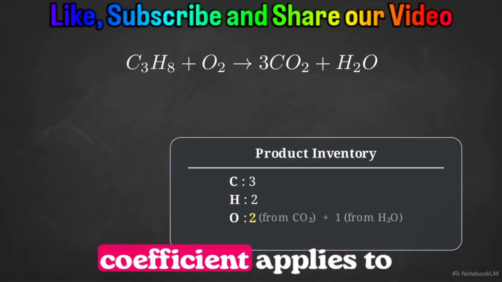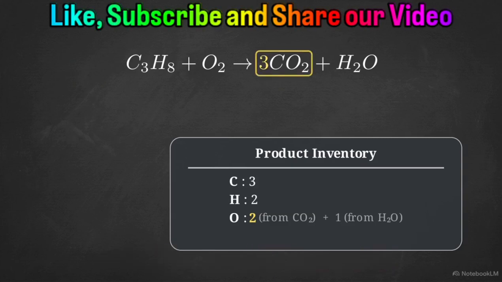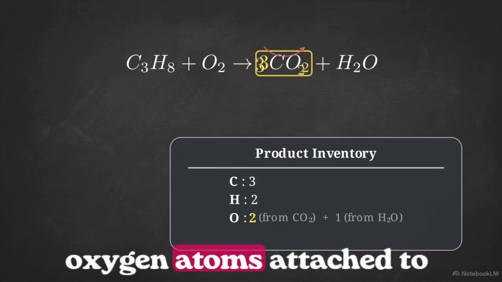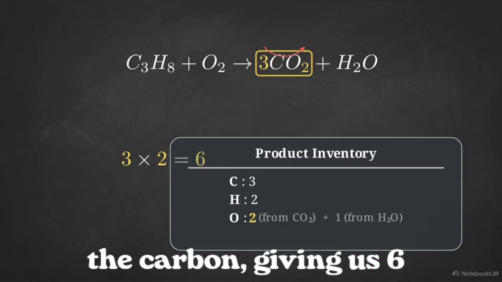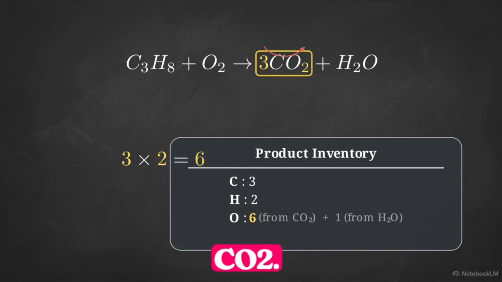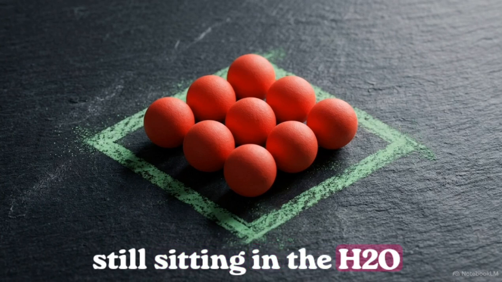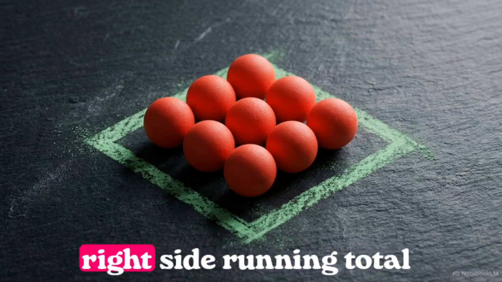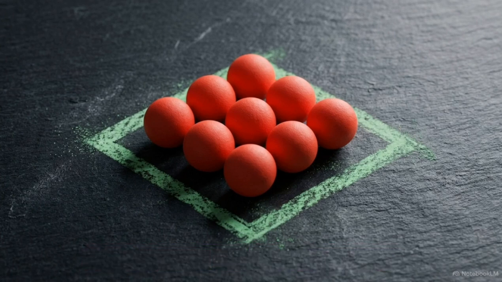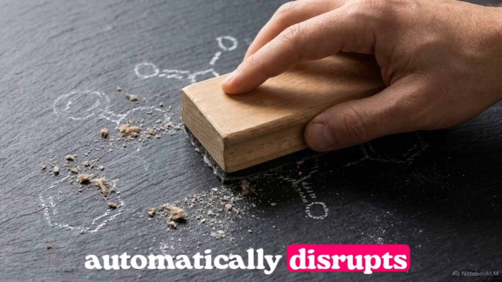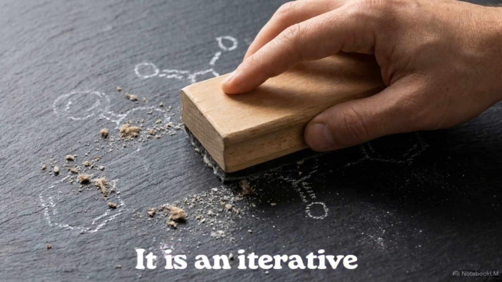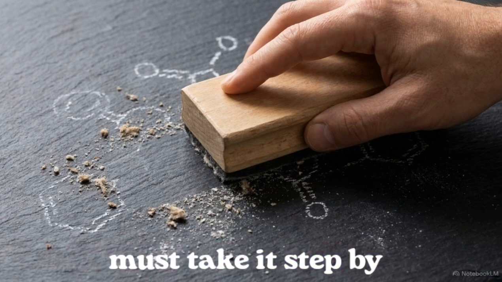However, that coefficient applies to the entire molecule. It also multiplies the 2 oxygen atoms attached to the carbon, giving us 6 oxygen atoms from the CO2. We then add that 6 to the single oxygen atom still sitting in the H2O molecule, updating our right side running total to 7. Balancing one element automatically disrupts another. It is an iterative process, which is why we must take it step by step.